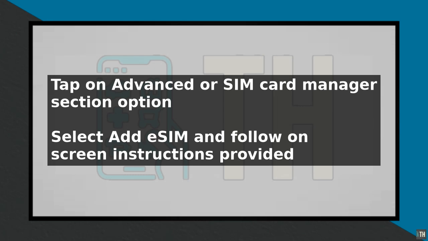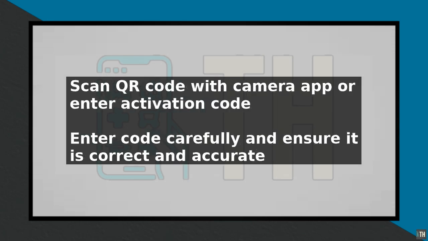If you are entering the activation code manually, type it in carefully and ensure it is correct. Once you have entered the code, your device will verify it with your carrier and activate the eSIM. After activation, your device will detect the eSIM and you can start using it to make calls, send texts, and access data services.